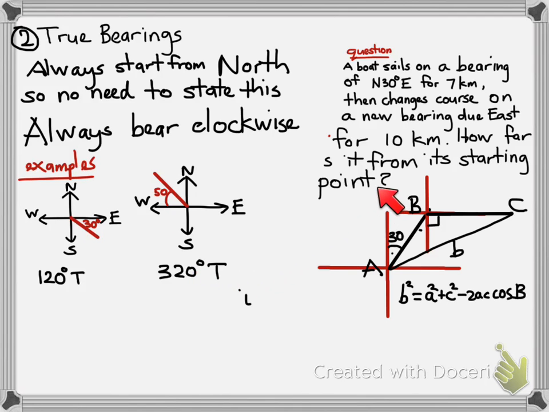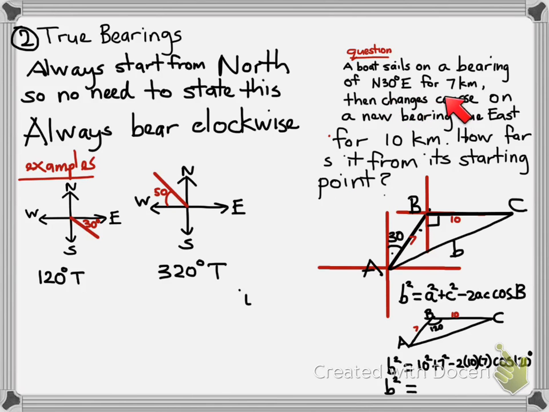Okay, so what's happening over here? We've got an example here. A boat sails on a bearing of north 30 degrees east for 7 kilometres, and then changes course on a new bearing due east, that means directly east, for 10 kilometres. How far is it from its starting point?